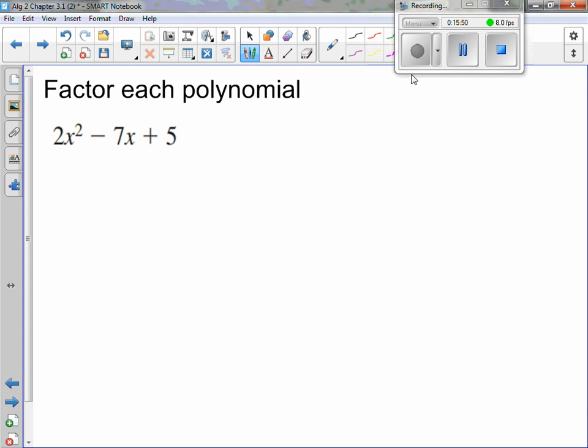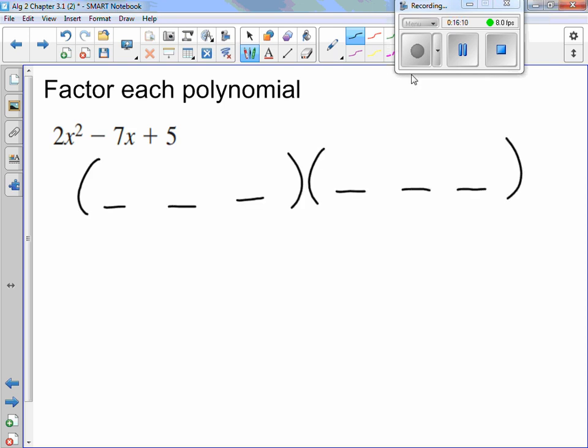So let's look at this one here. 2x squared minus 7x plus 5. So our first question, is there a greatest common factor between these three terms? Well, no. There's not a number that will go into 2, 7, and 5. So we need our two sets of parentheses with 3 spaces. So that's step 2. Step 3 is to find the sign.